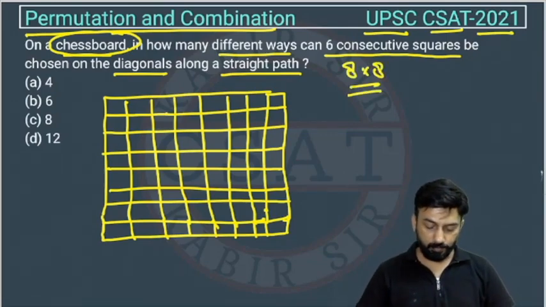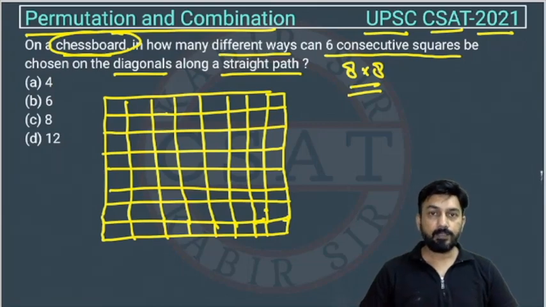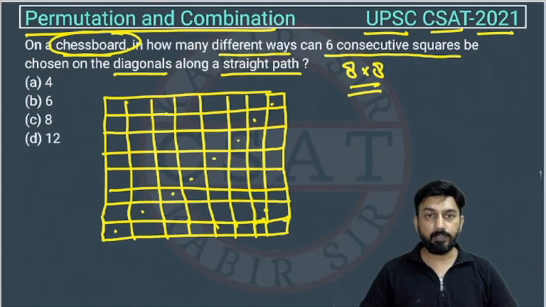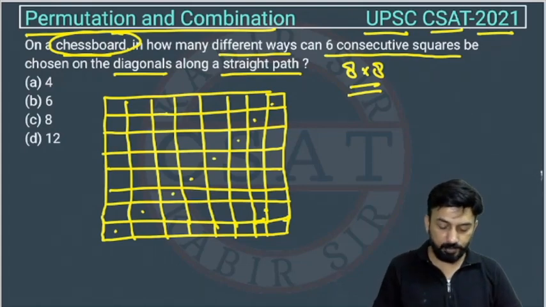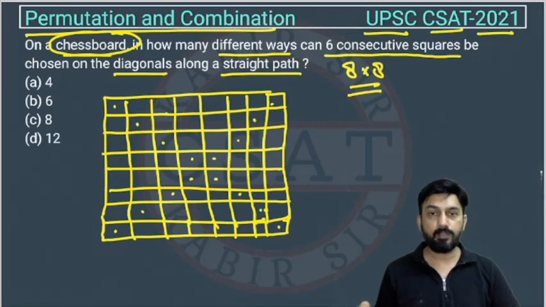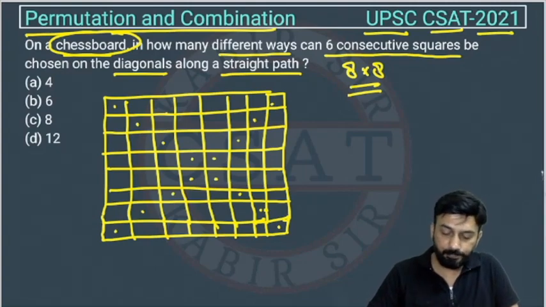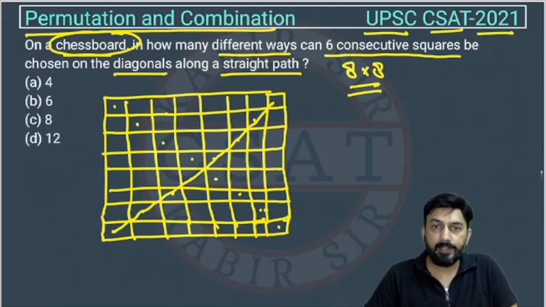Another thing, like we have to select 6 consecutive squares on the diagonals. So on the diagonals, if you will see, 1, 2, 3, 4, 5, 6, 7, 8. Right. So on the diagonals, how many squares are there? 8. And this side also 1, 2, 3, 4, 5, 6, 7, 8. Right. So now out of these, one by one we will take. Like suppose for this one, we have 8 squares. So out of these 8 squares, we have to select 6, and these 6 should be consecutive, right?